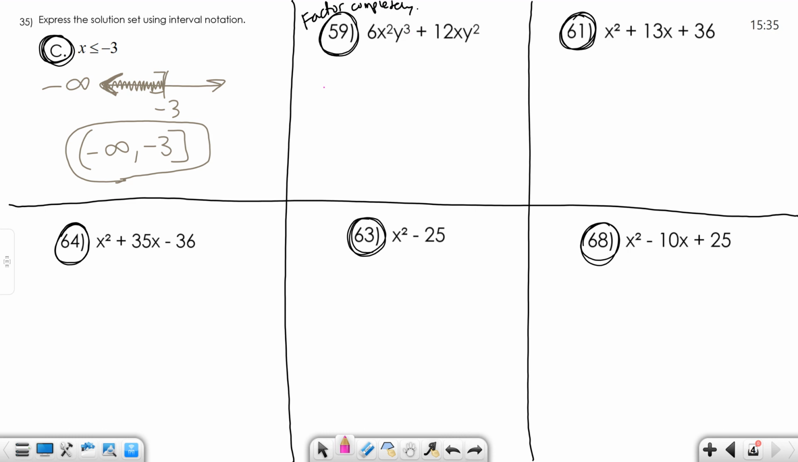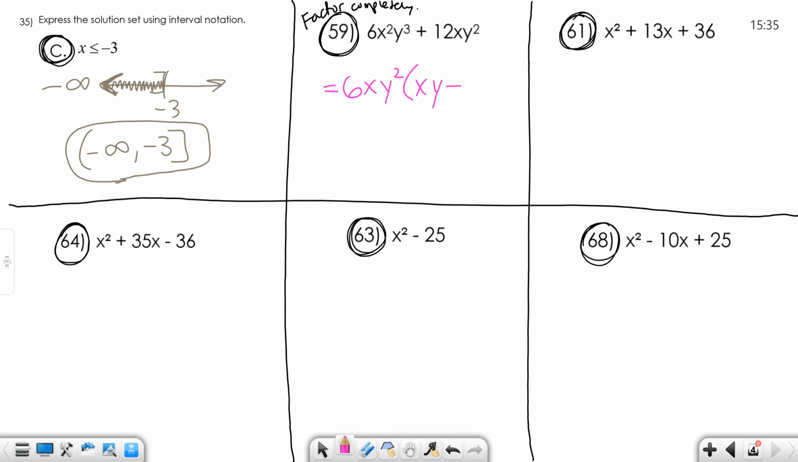So 6 is in common with both, right? 6 goes into both 6 and 12. How many x's does each term have? This one has 2 and this has 1. As long as they all have x, you take out the lowest power, x to the first. What about y's? They both have y's. What's the lowest power? Y squared. So if I take 6xy squared out, what does that leave me with? I took the 6 out, I took one x out, so I have an x, and I took one of the y's out, so I have a y.